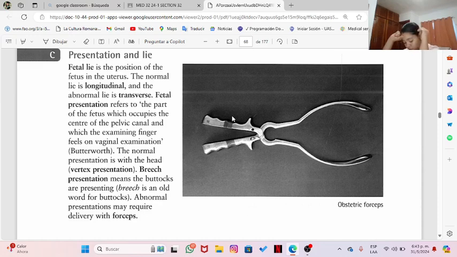The normal presentation is with the head, vertex presentation. Breech presentation means the buttocks are presenting. Breech is an old word for buttocks. Abnormal presentations may require delivery with forceps. Forceps.